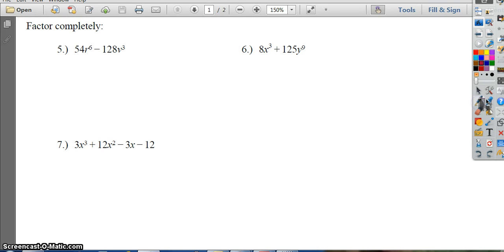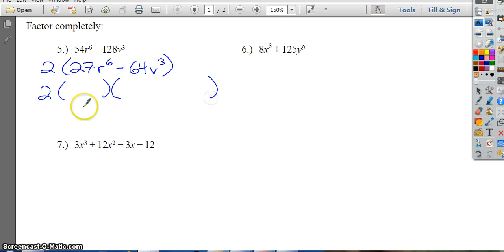Factoring number 5, I recognize there's a GCF here of 2, and that's it. So that's going to leave me with 27r to the 6th minus 64b cubed. This is a perfect cube, perfect cube. Just keep that GCF out in front. So the cube root of this is 3r squared minus, this is going to be 4b. My signs would be opposite, which would be plus, and always plus on the end.